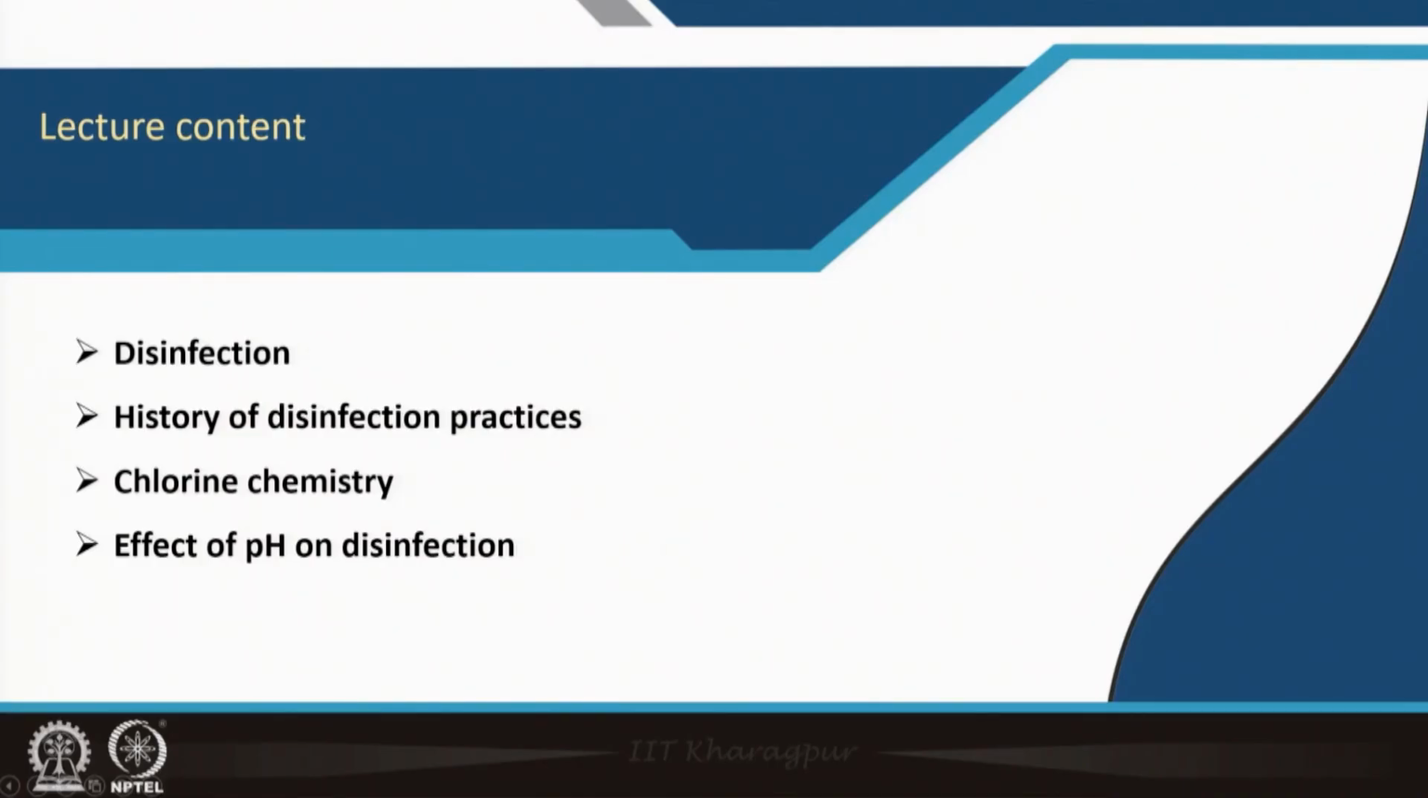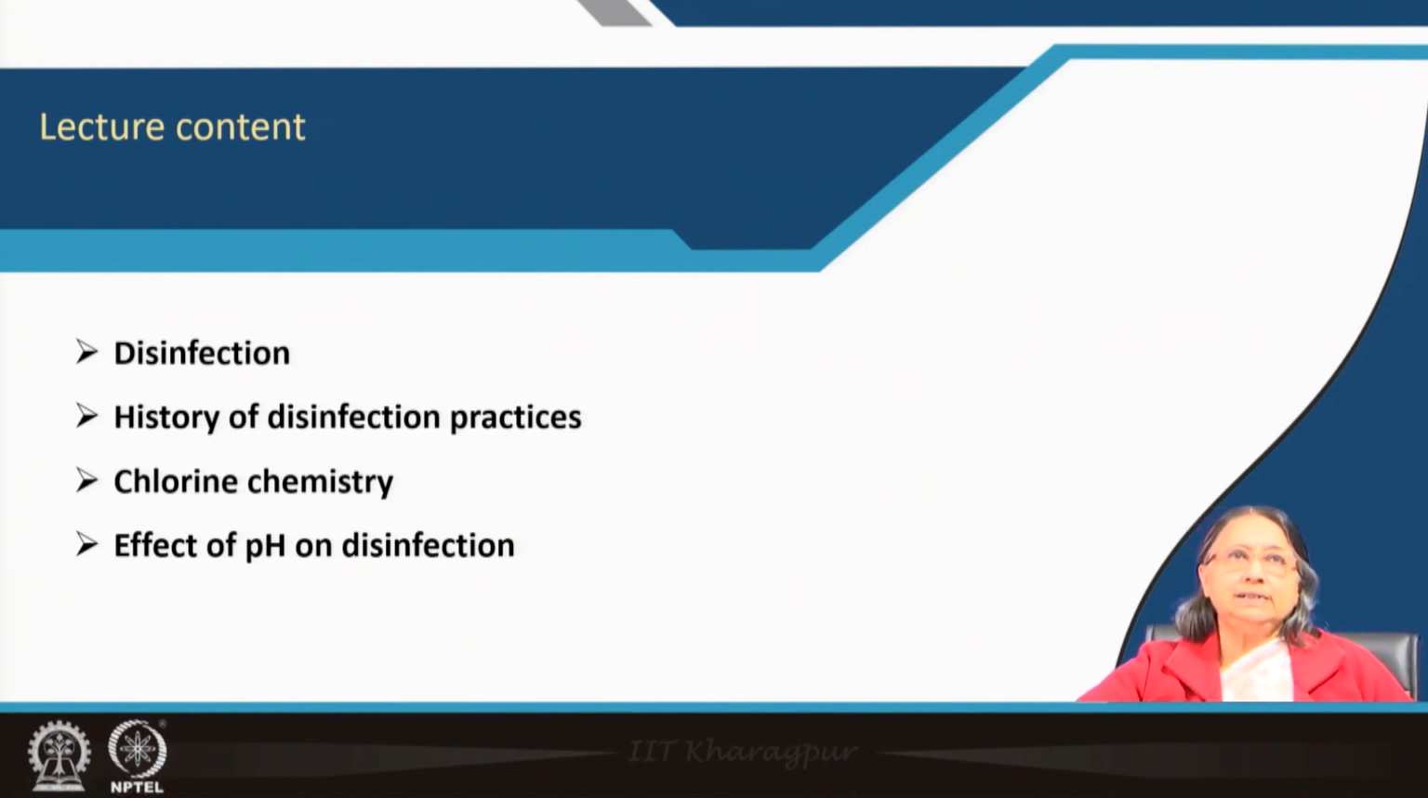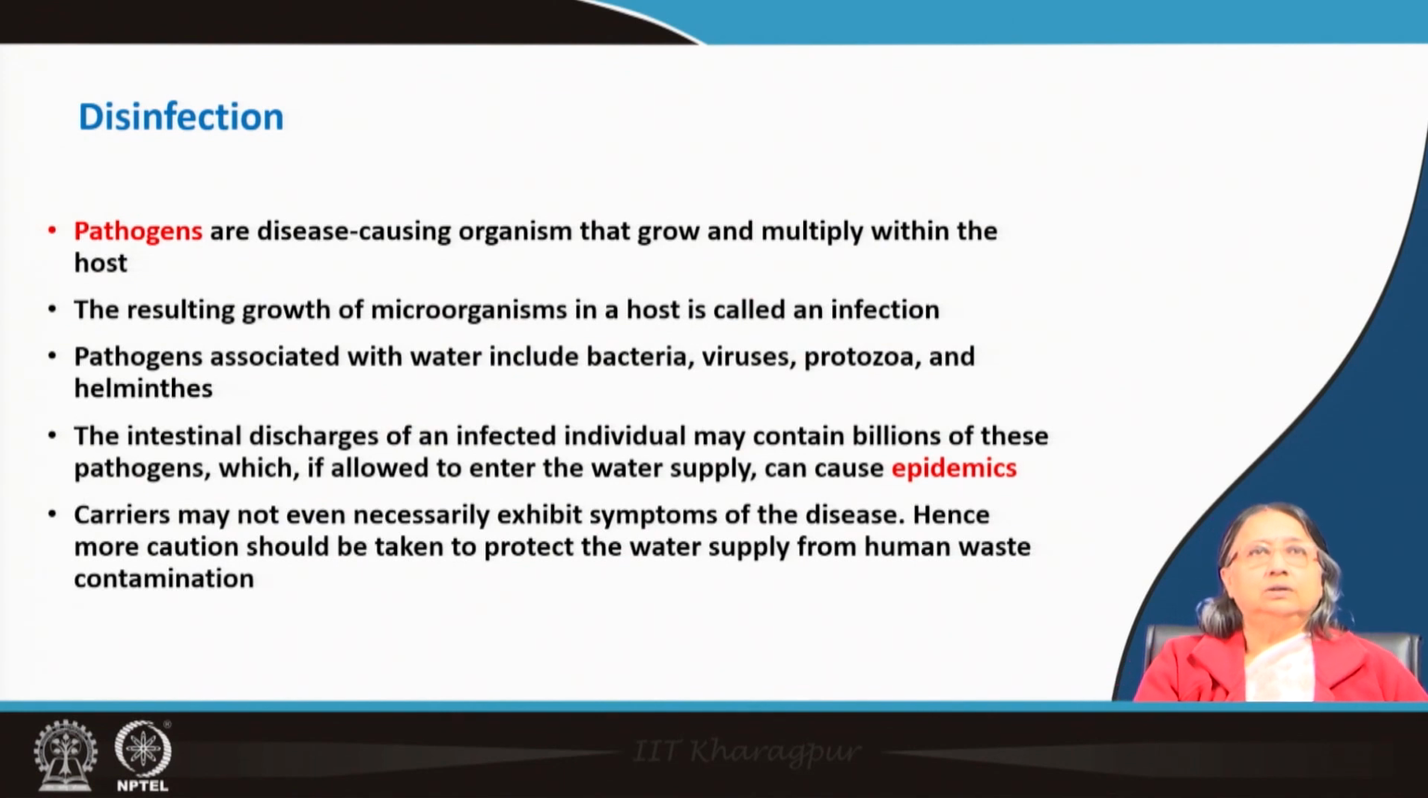Now, in this lecture I will cover disinfection, the history of disinfection practices, chlorine chemistry and the effect of pH on disinfection. We all know what disinfection is. There is some difference between disinfection and sterilization. By disinfection we kill the pathogenic microorganisms, and by sterilization we kill all types of microorganisms. Now, what are pathogens? Pathogens are disease-causing organisms.